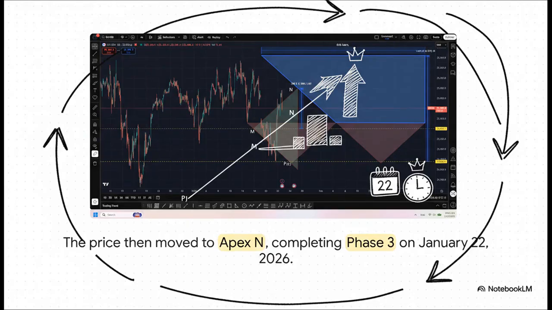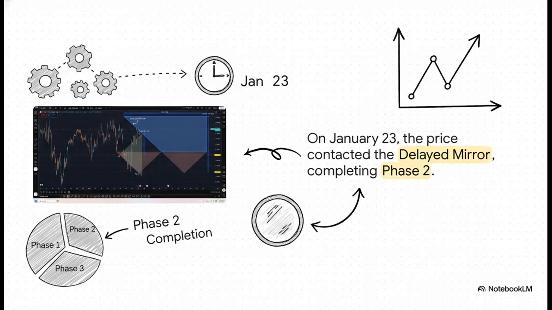So, right after hitting that PC level, the price turned and started to move up. You can see it reach the apex, which is labeled N. That single move completed Phase 3 of the cycle. And get this, it all happened on the same day, January 22nd. Then, literally the very next day, on January 23rd, the price made contact with a key structure known as the delayed mirror. And that touch marked the completion of Phase 2.